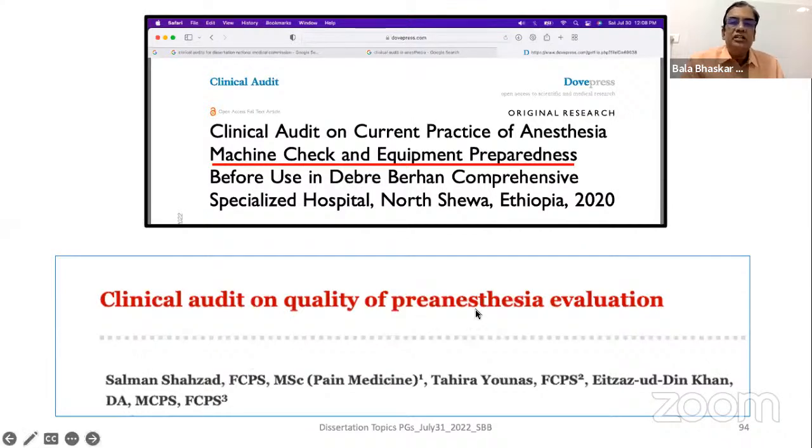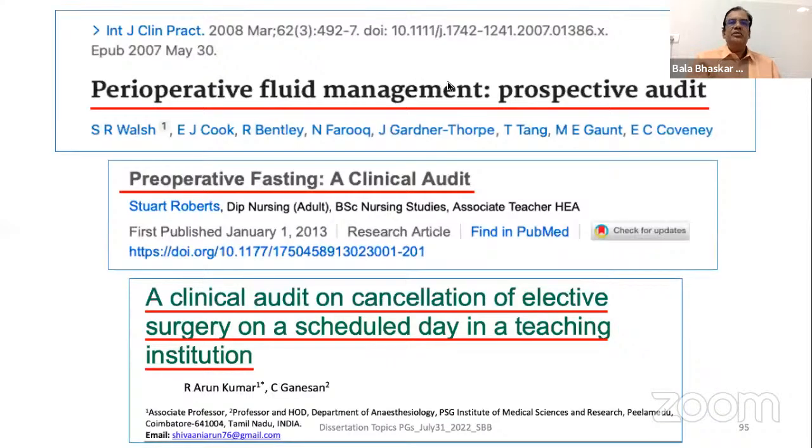Then clinical audit on the quality of preoperative evaluation. So what should be done in the preoperative evaluation? There are set standards. So when the PGs read the Miller, they'll get the full list. But is it being implemented in the medical college? Or if it is implemented, to what extent, right? Similarly, perioperative fluid management. So all of us talk about the preoperative fasting, and we have the need to have some maintenance fluid going to the patient. But is it followed in a particular institution?